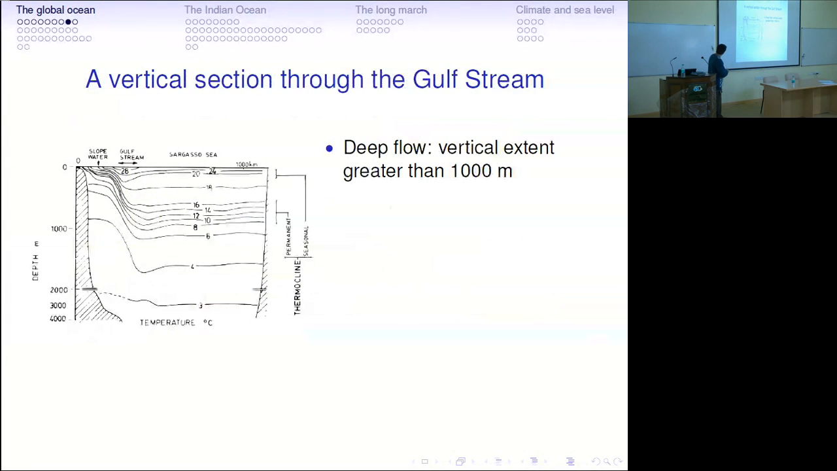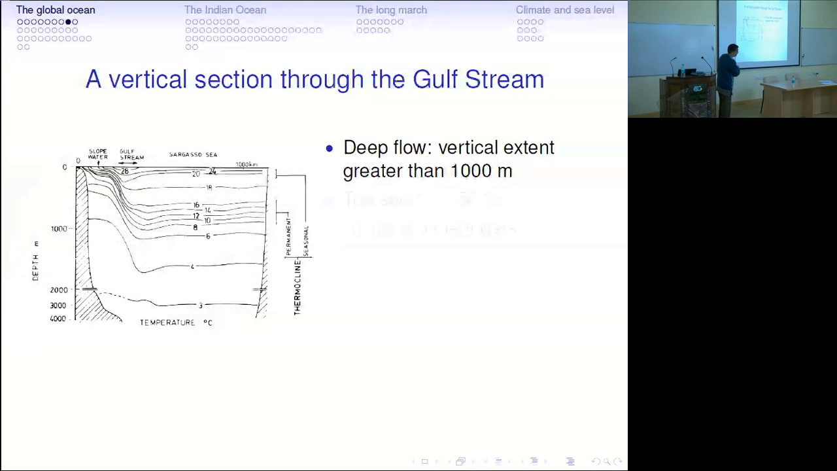If you look at a vertical section of the Gulf Stream, here is depth, and you have offshore distance, this is 1,000 kilometers, and this is the east coast of the United States. These are temperature contours. And at the surface here, the temperature is of the order of 8 degrees Celsius, or 10 degrees Celsius, and that water is coming up from about 1,000 meters deep.